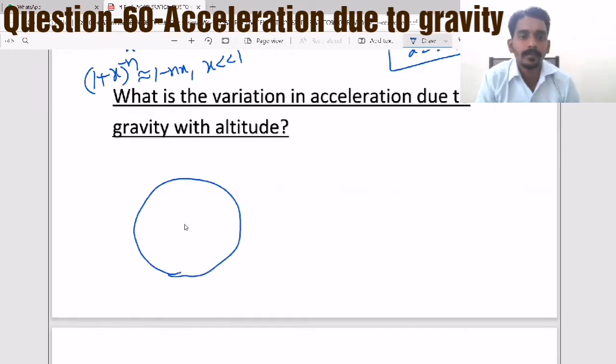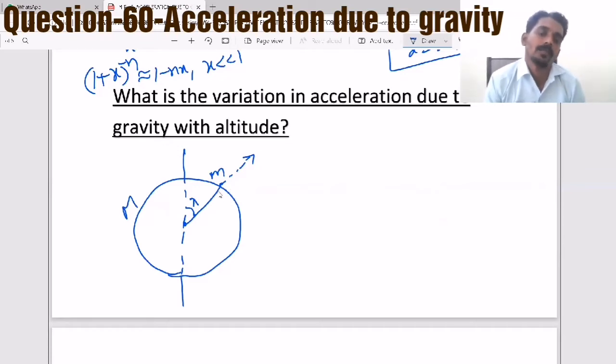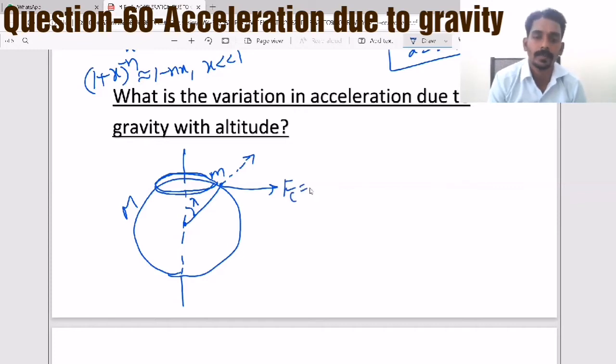See here, this is the axis of rotation of the earth. Now at any latitude, when you consider an angle lambda, there is one centrifugal force that will act on the body. Like that particle you consider as m, the planet mass is M. Now there is one centrifugal force in this direction, because the body will move in a circular path like this. As the body is moving in a circular path in the horizontal plane, there is one centrifugal force that will act.